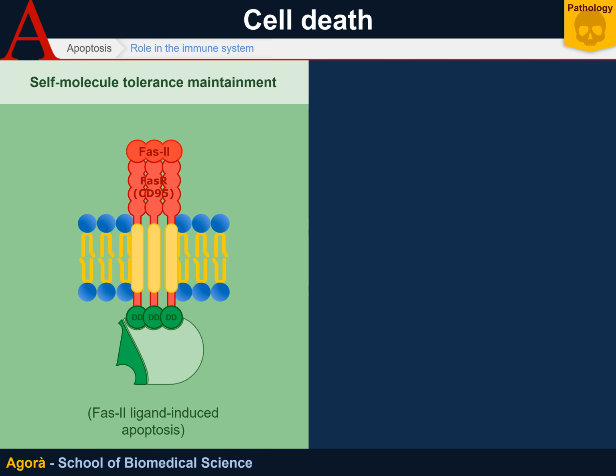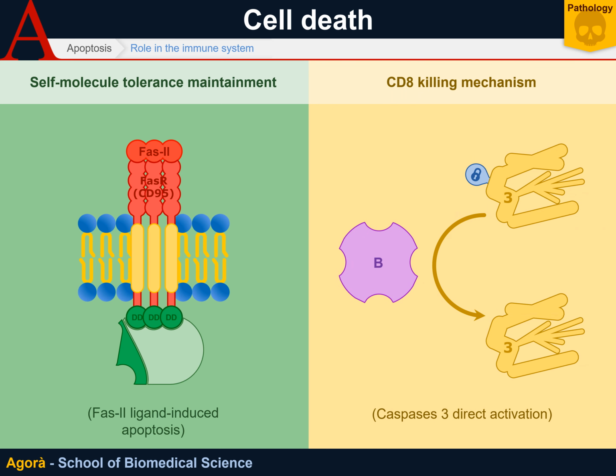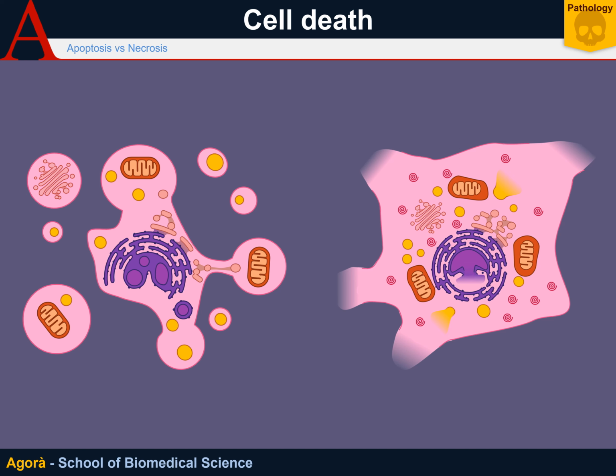First of all, we gotta say that Fas ligand-induced apoptosis is used to maintain tolerance to the self molecule, that is to say, to kill self-reactive lymphocytes. In addition, cytotoxic T, CD8 lymphocytes use granzyme B as a killing mechanism, which is translocated into target cells. Granzyme B then activates procaspase 3 by cleavage, converting it into active caspase 3, which will then induce apoptosis in the target cell.